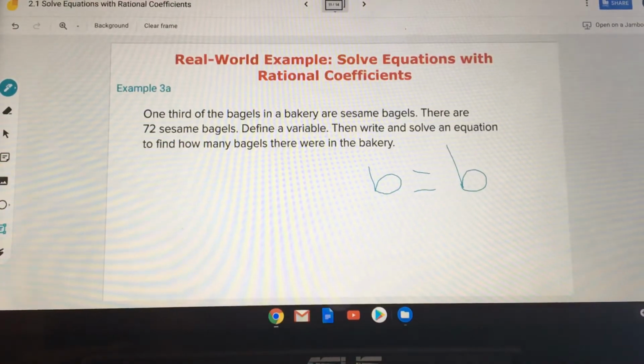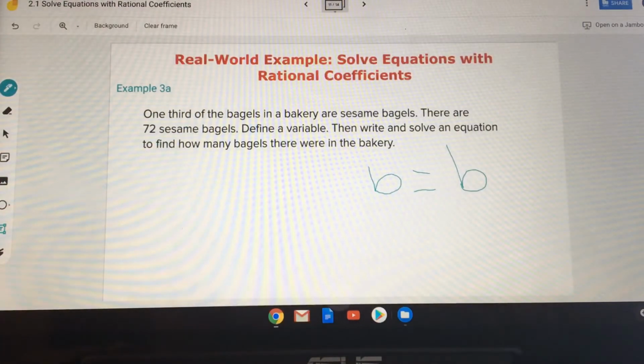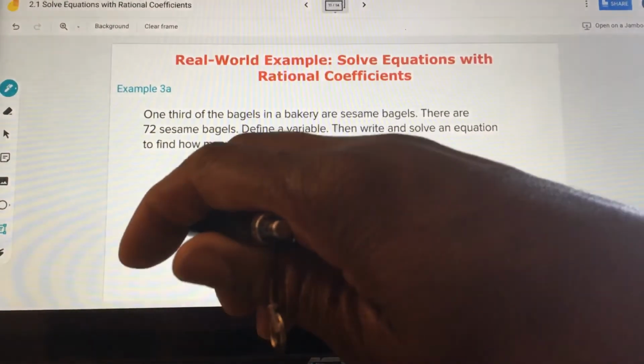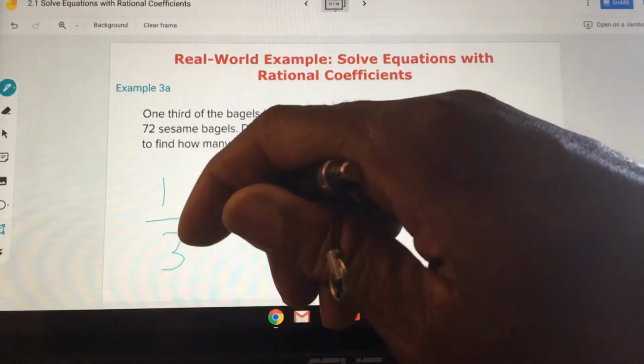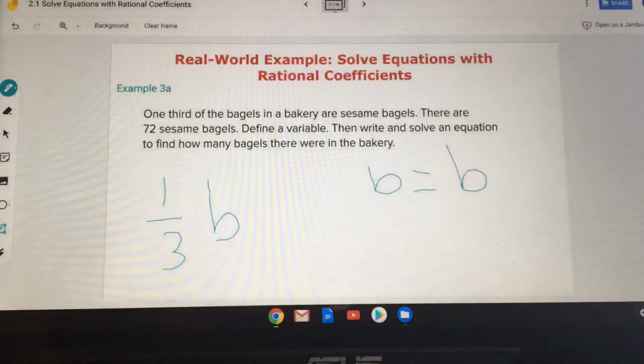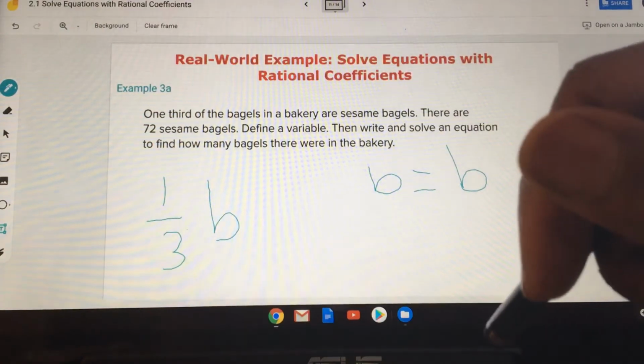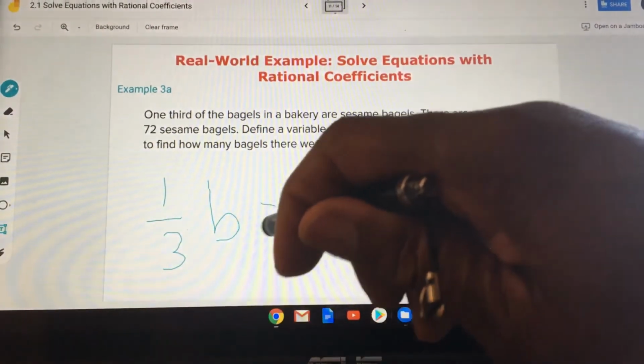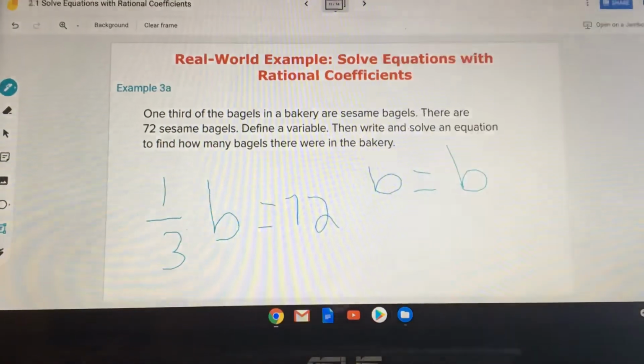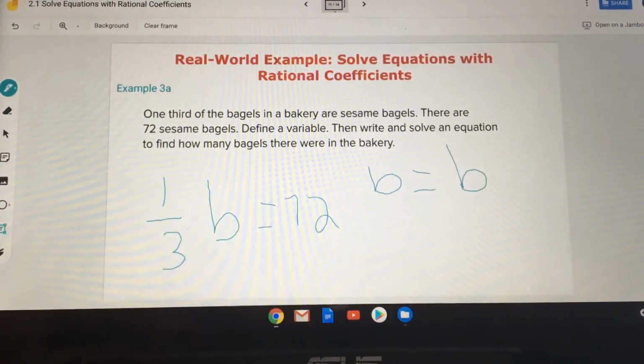Now we're going to start reading. 1/3 of the bagels in a bakery are sesame bagels. So we have 1/3 times the bagels. This says 1/3 of the bagels. There are 72 sesame bagels. So how many in total? So equals 72. That is the equation.